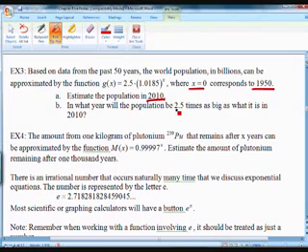In what year will the population be 2.5 times as big as what it is in 2010? There's one on your homework like this, which is the only reason I'm working this one. It sounds hard, but it's not.